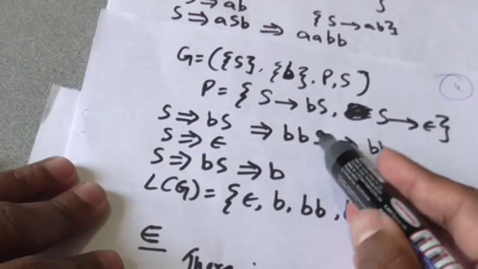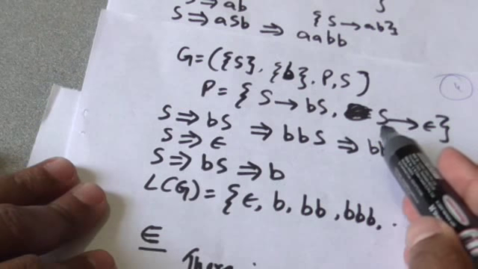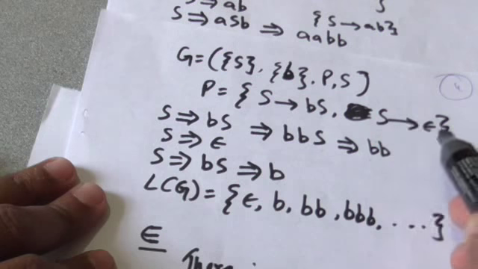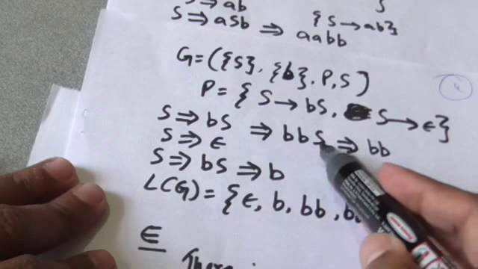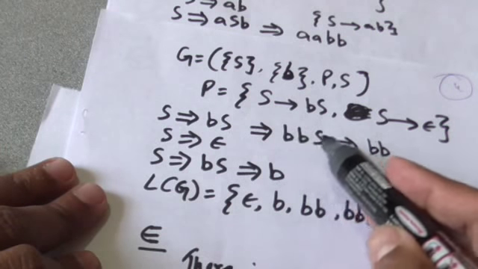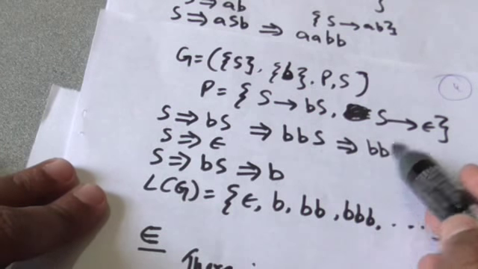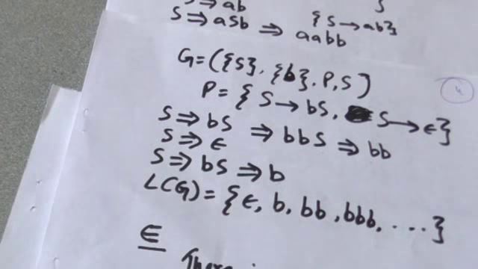As happened here. Here I applied the production S derives empty. So what have I done here? Here I have deleted S, right? So what have I got? b. Thank you very much.